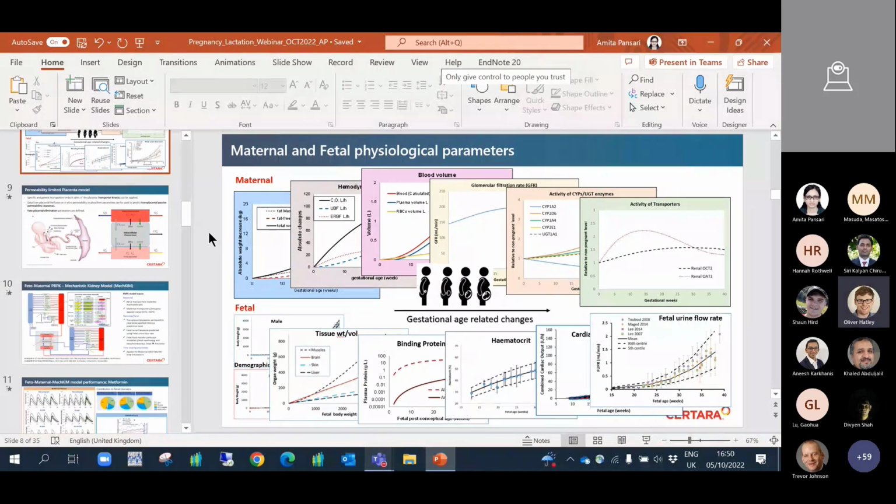Why would the ratio change? Because the milk exposure is changing. Yeah, but your plasma exposure also changes, right? Yeah, so this is the milk exposure.